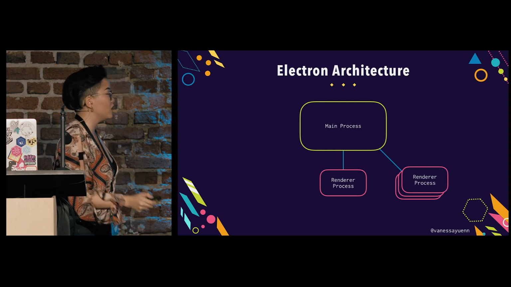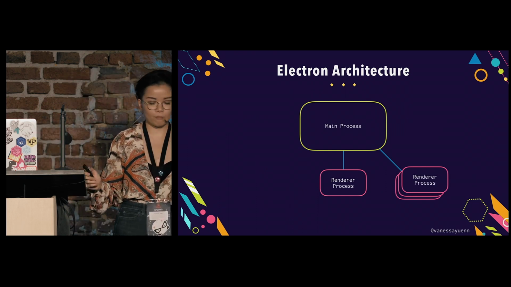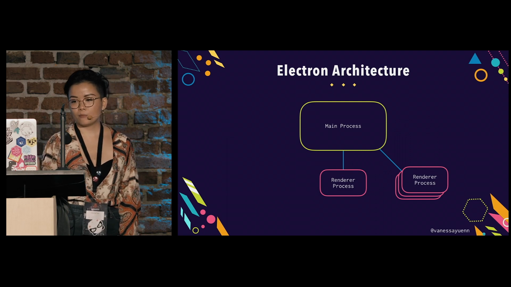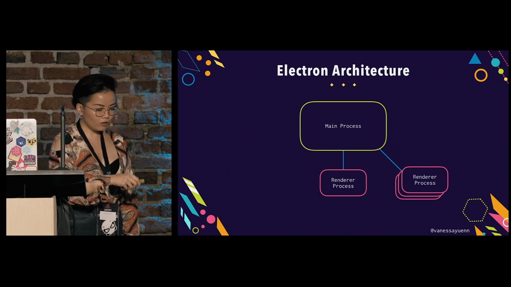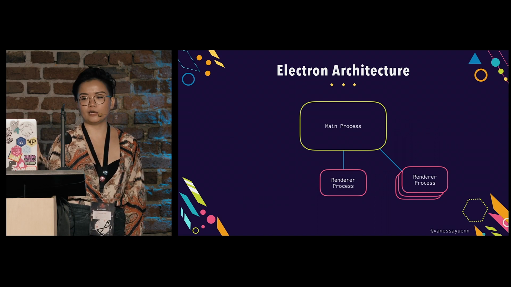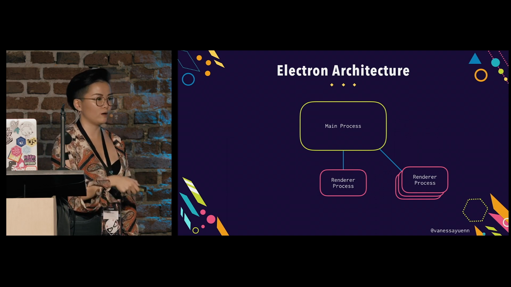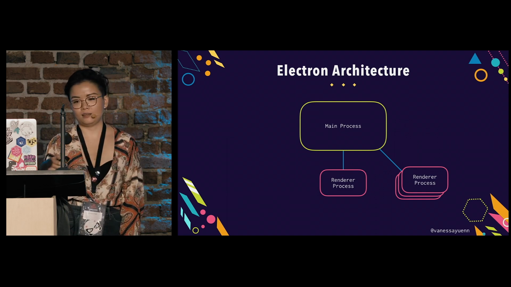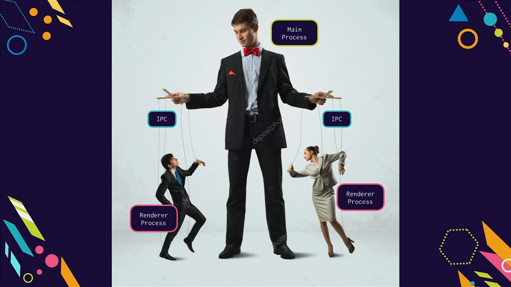While there can only be one main process, you can have multiple renderer processes. The main process would manage all its renderer processes. However, each renderer process only cares about the web page it runs inside of it. So to quote my colleague's analogy, you can kind of think of the main process as the puppeteer, its renderer processes as his puppets, and IPC is kind of like the strings that he uses to control his puppets.